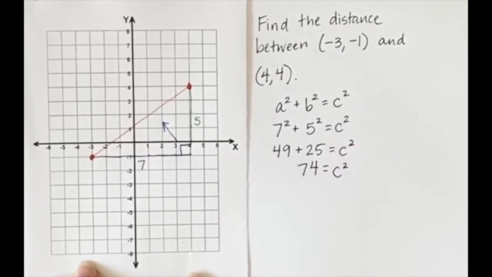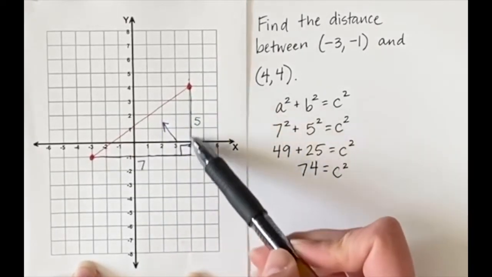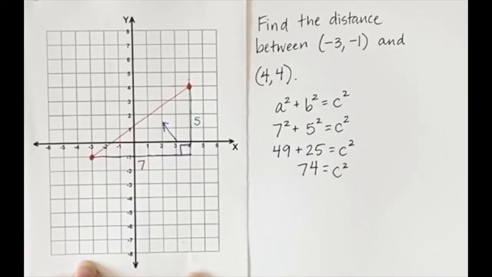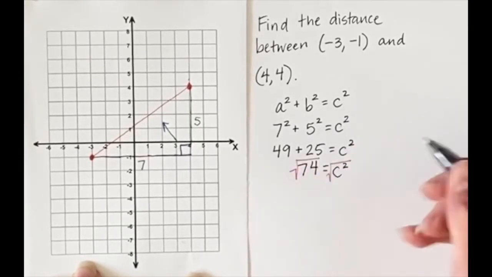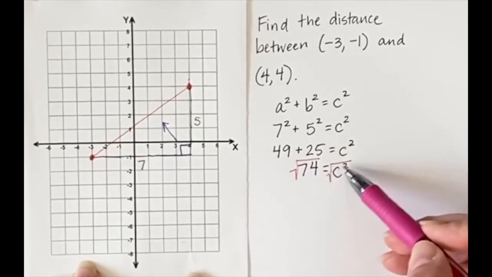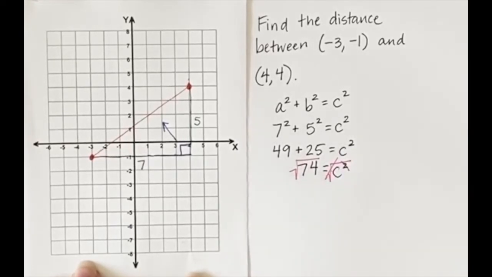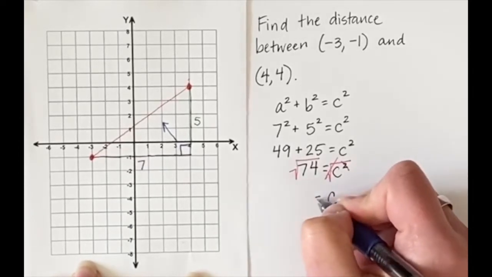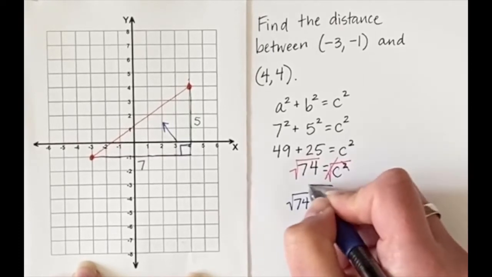This is not a reasonable answer yet. 74 would be way too long if my leg lengths were just 5 and 7. And as I look at that closely, I see that, oh, this isn't just c, it is c squared. So I need to take the square root of each side because remember, square roots and squares are inverse operations, so they cancel out. So my answer is going to be c is equal to the square root of 74.